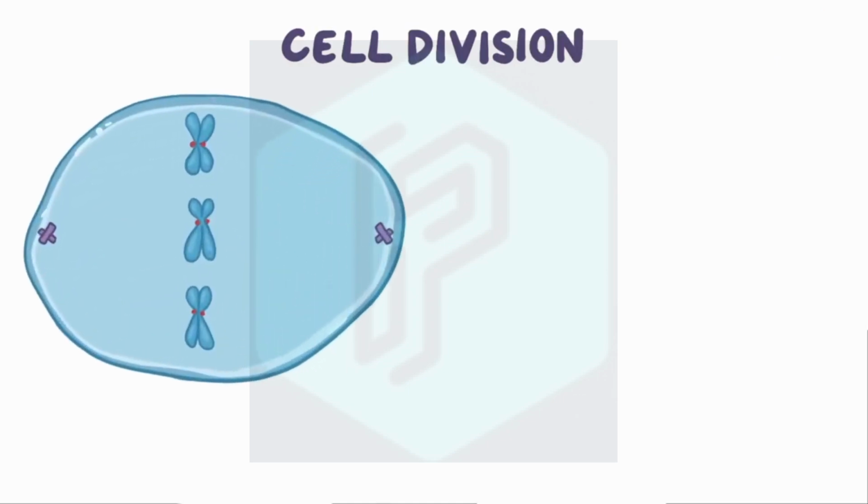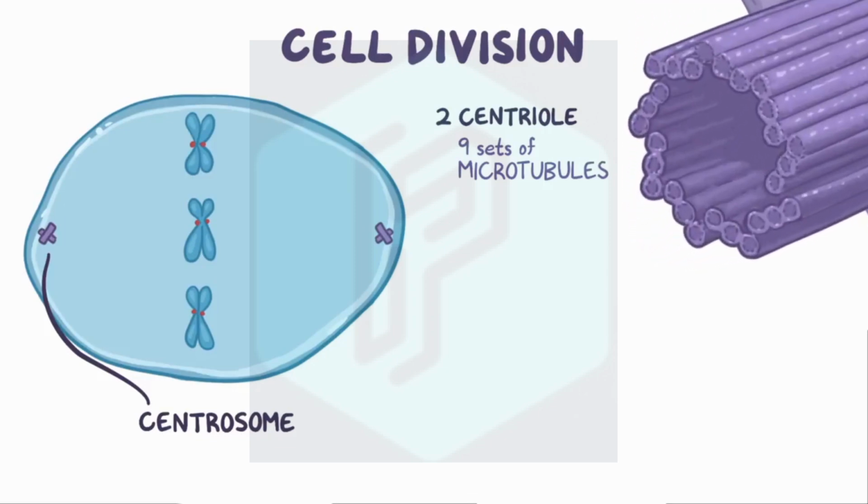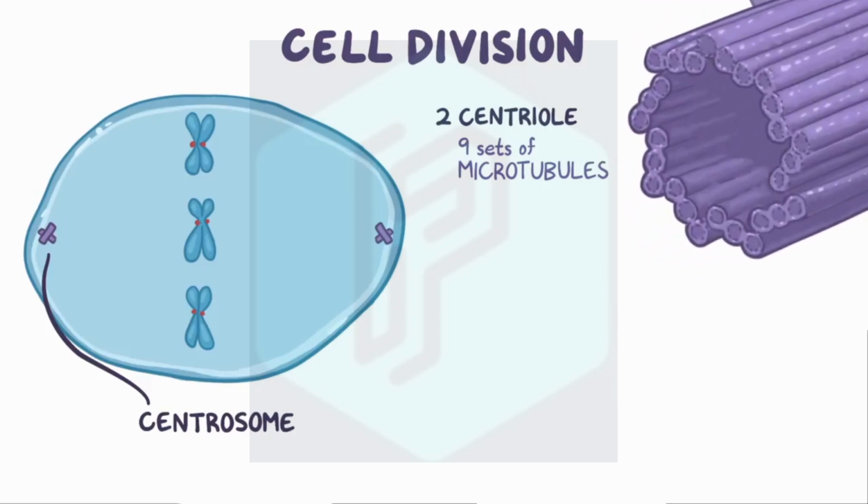Microtubules also play a role in cell division. During cell division, there are 2 centrosomes, and each centrosome is made out of 2 centrioles. Each centriole is in turn made up of 9 sets of microtubule triplets, and each microtubule triplet is at a slight angle with respect to the next microtubule triplet.